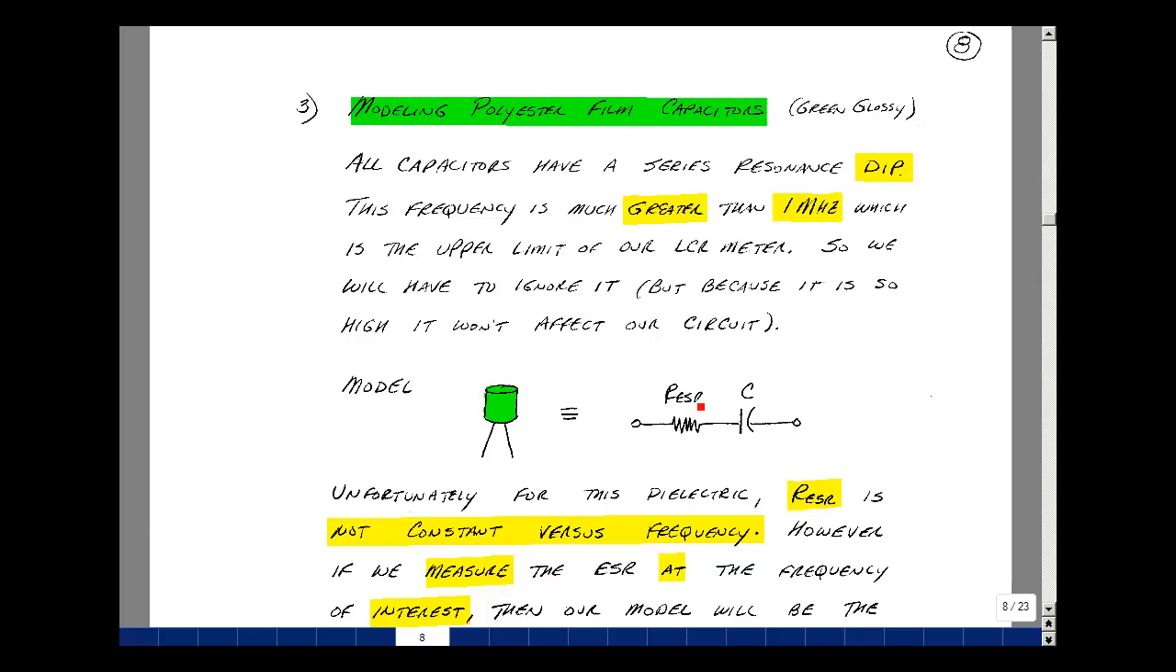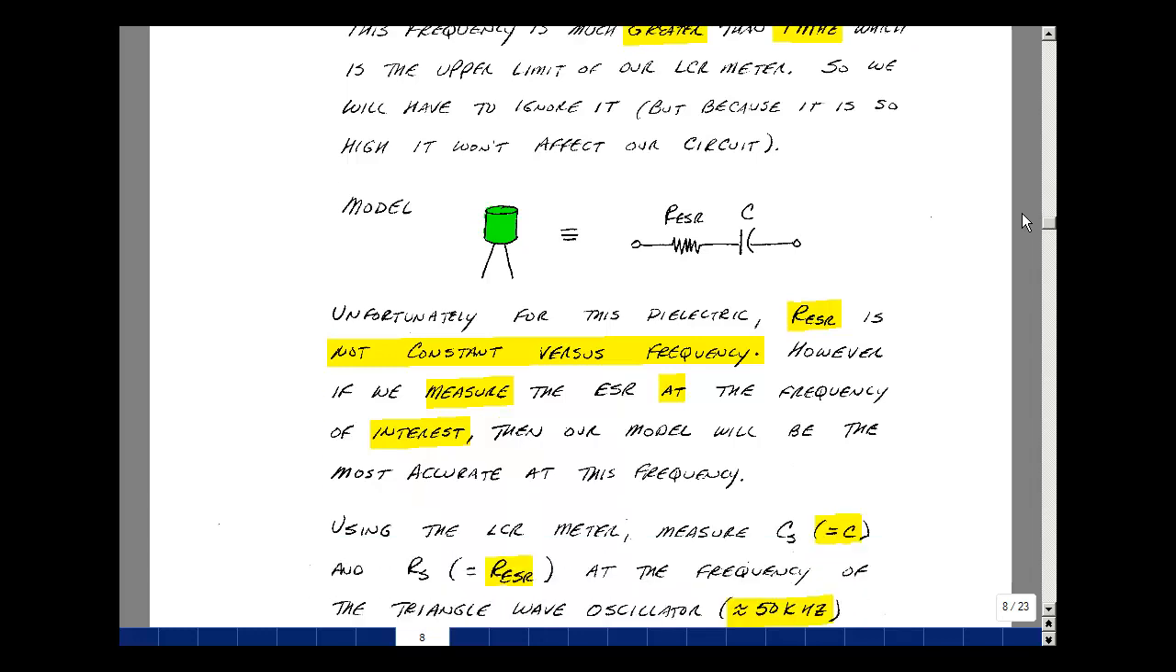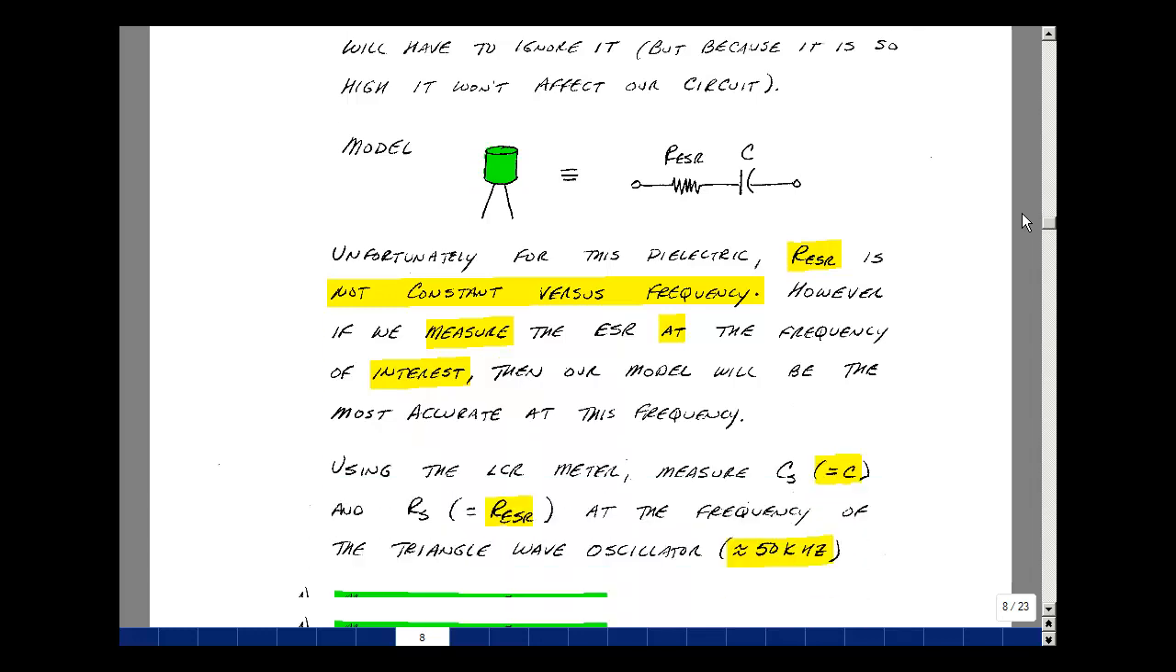Unfortunately, the series resistance is very frequency dependent. So if we take a measurement of it, it should be at a frequency where we're seeing our biggest effects, and that would be the frequency of our triangle wave oscillator, which is somewhere around 50 kilohertz. So I recommended that the students measure the C sub S and the R sub S, which would be our equivalent R and C here, at that frequency.